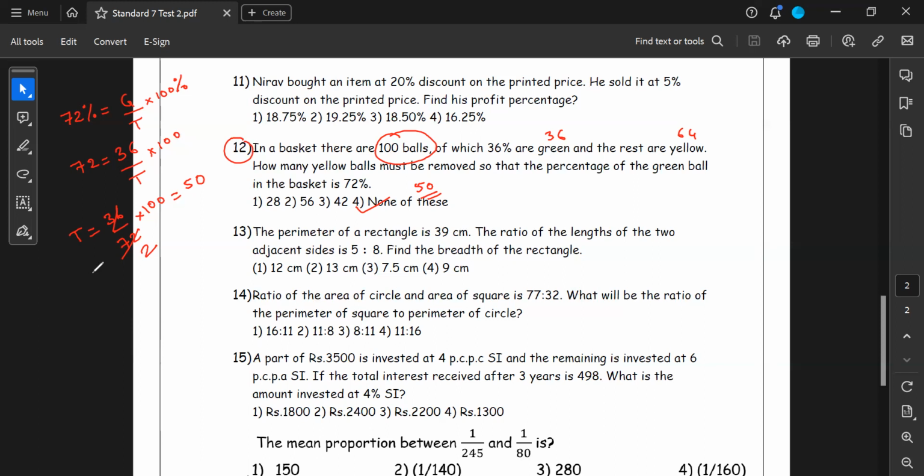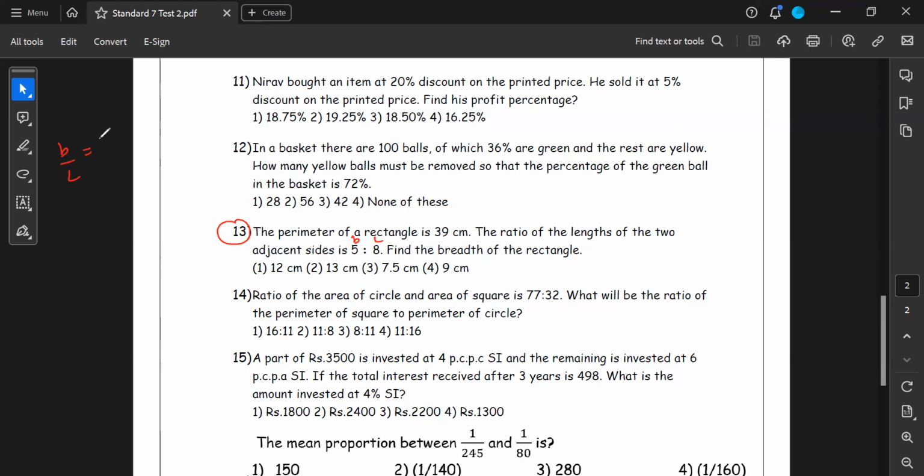Okay, let's proceed further. The perimeter of the rectangle is given as 39 centimeter. The ratio of lengths of adjacent two sides is 5:8. So it's understood that 5 is breadth and 8 is length. They have given the ratio of breadth upon length as 5:8.